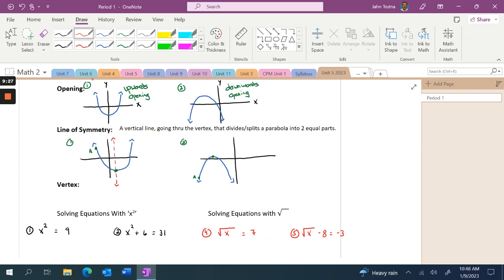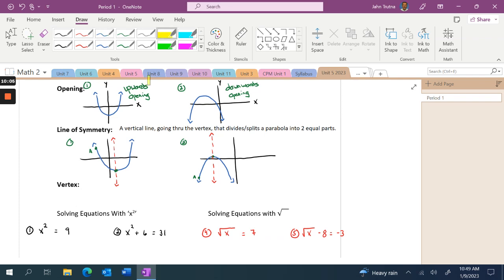So this vertical line, which I'm drawing in as a dashed line, is what is known as the line of symmetry. What that line of symmetry does is it divides or splits the parabola into 2 equal parts. If I jump over here to example number 2, the line of symmetry would be this vertical line right here that divides the parabola into 2 parts, okay? Whenever you denote a line of symmetry in a graph, you'll notice in your math book, you denote it as a dashed line, and it's always going to be a vertical line.